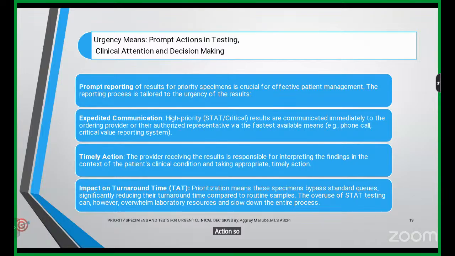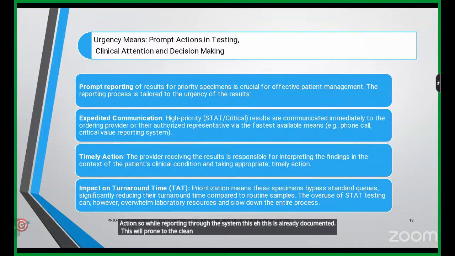So when reporting through the system, this is already documented. This will prompt the clinician to take action. Yeah, and following it with a call is a double prompt that this patient needs attention, needs my attention.